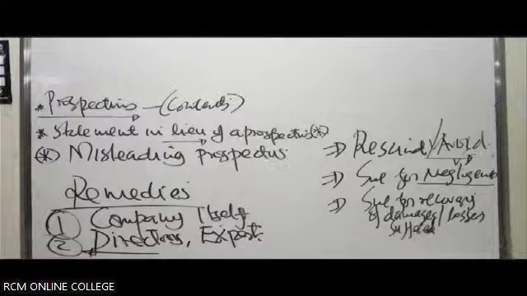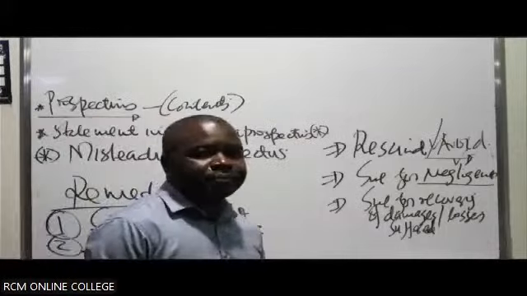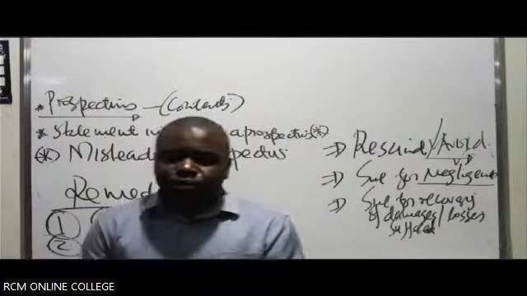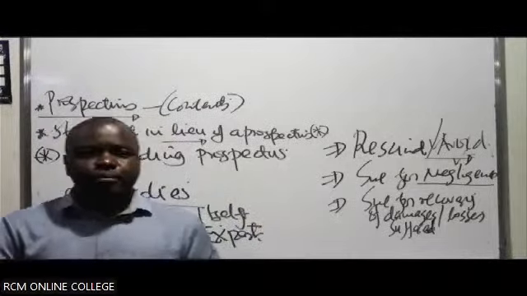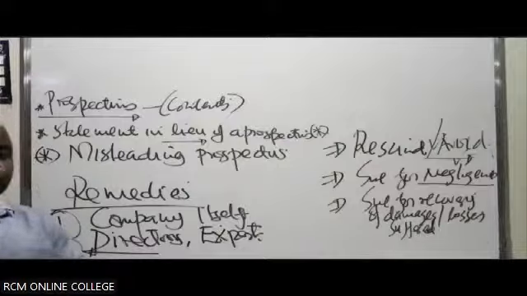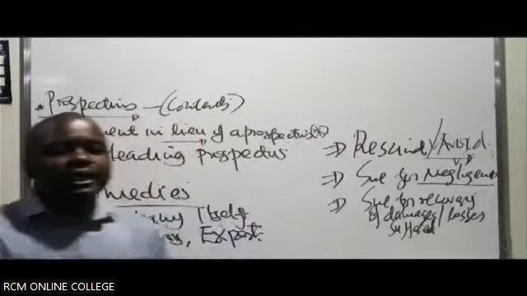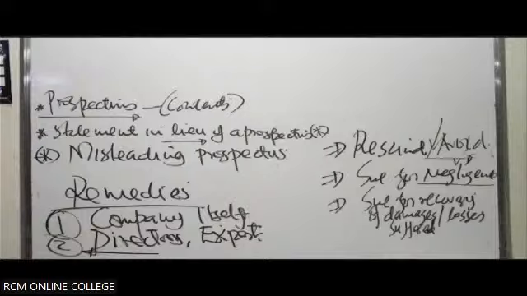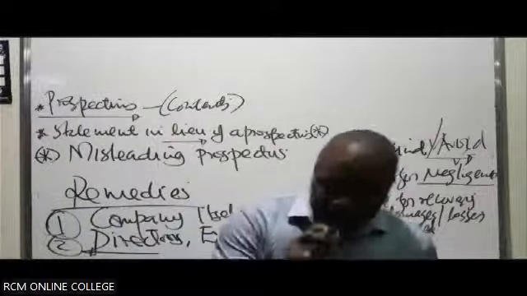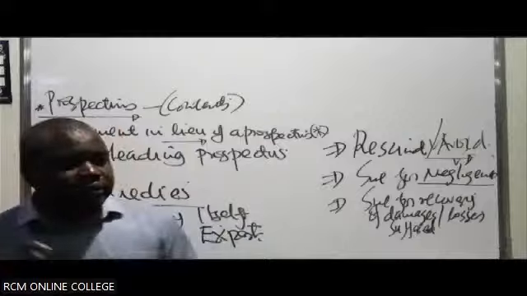To be able to rescind, he must prove that this prospectus was indeed issued by the company. Number one, he must prove it was issued by the company, so he provides evidence that the prospectus was by the company. Number two, he must prove that he relied on it, and that is what convinced him to buy the shares of the company. He relied on it to make an informed decision.